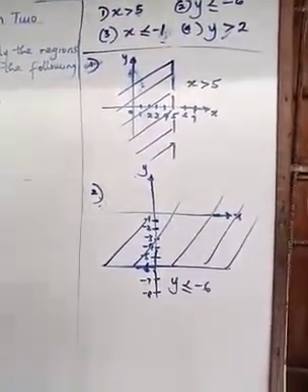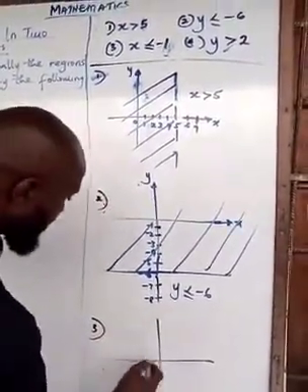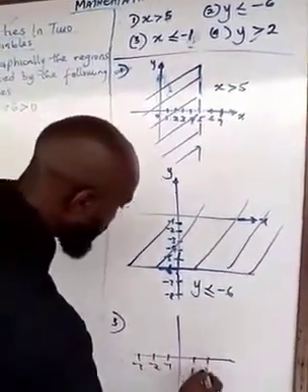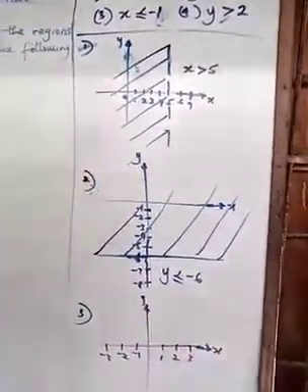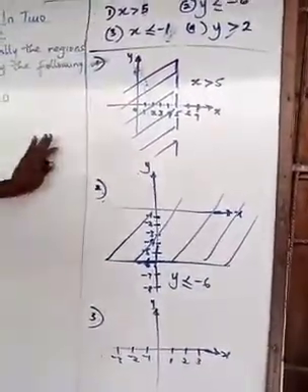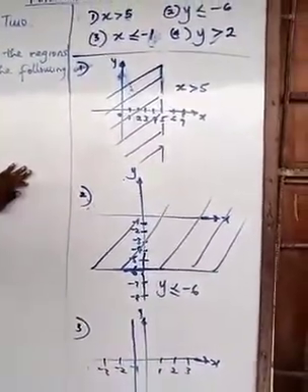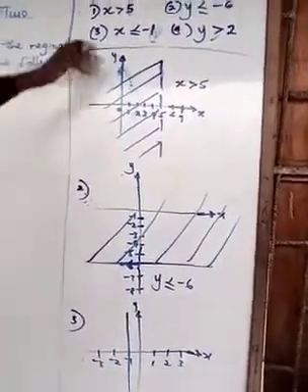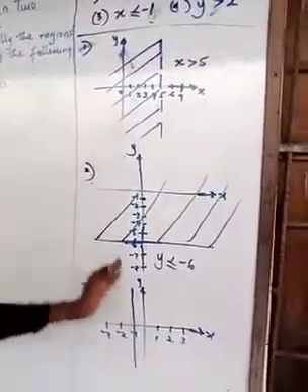For x less than or equals to minus 1, you make sure there is x minus 1. So let's say this is minus 1, the x-axis minus 2, minus 3, 1, 2, 3. So this is the y-axis and this is the x-axis. So for x less than or equals to minus 1, you draw a continuous line passing through that minus 1, because if it is ordinary greater than or ordinary less than, you use dotted lines. But if it is greater than or equals to or less than or equals to, you draw a continuous line passing through that number.